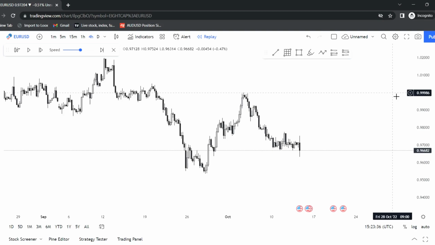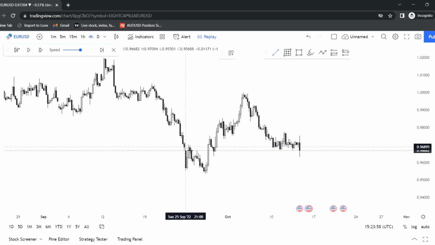Now, as I've mentioned in my previous video, I'm going to start on the higher time frame and slowly make my way down to the lower time frames. And I use the 4-hour one as my directional bias, so I'm simply going to mark out my demand zones, my supply zones, and see the overall direction of the market.